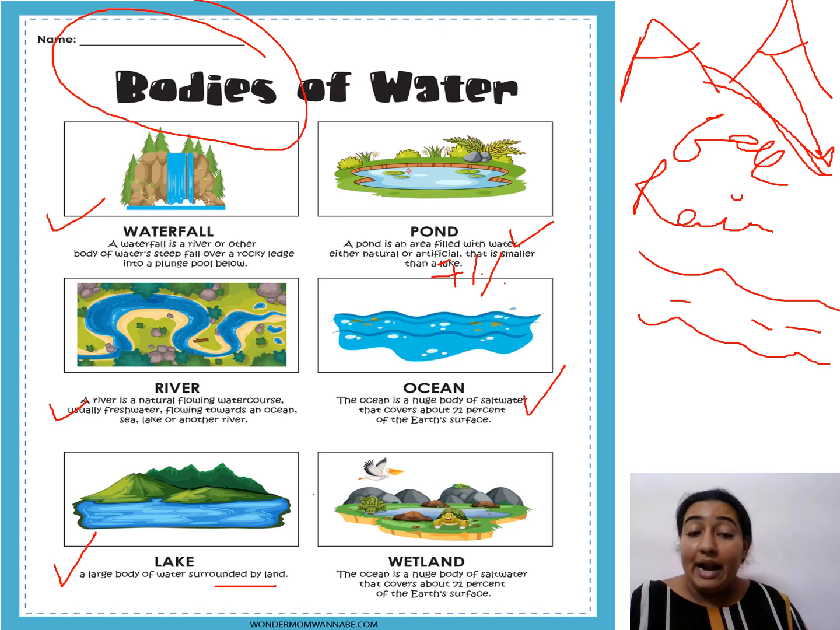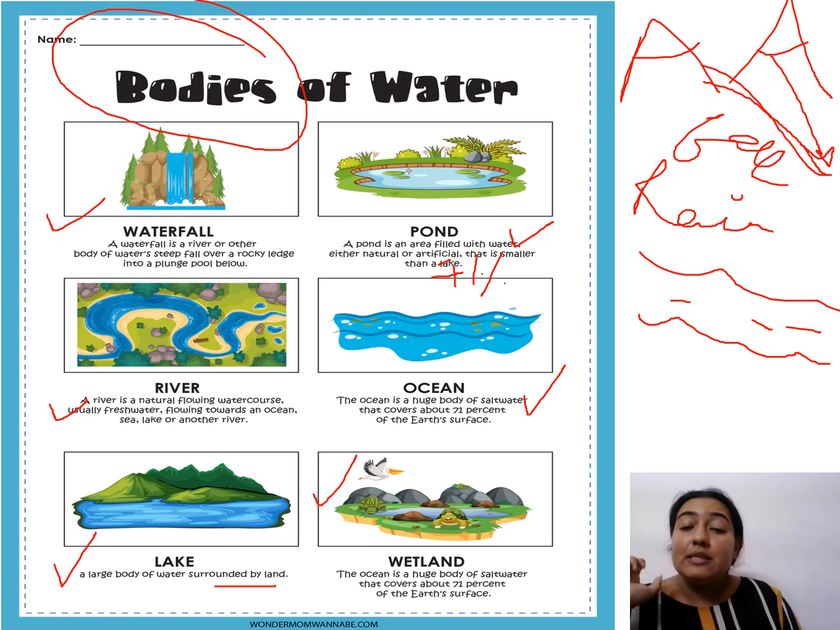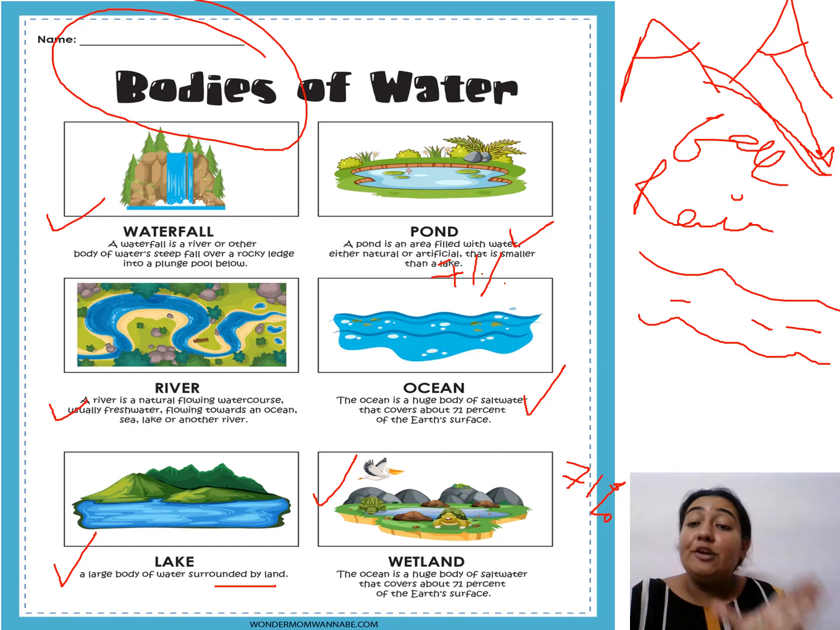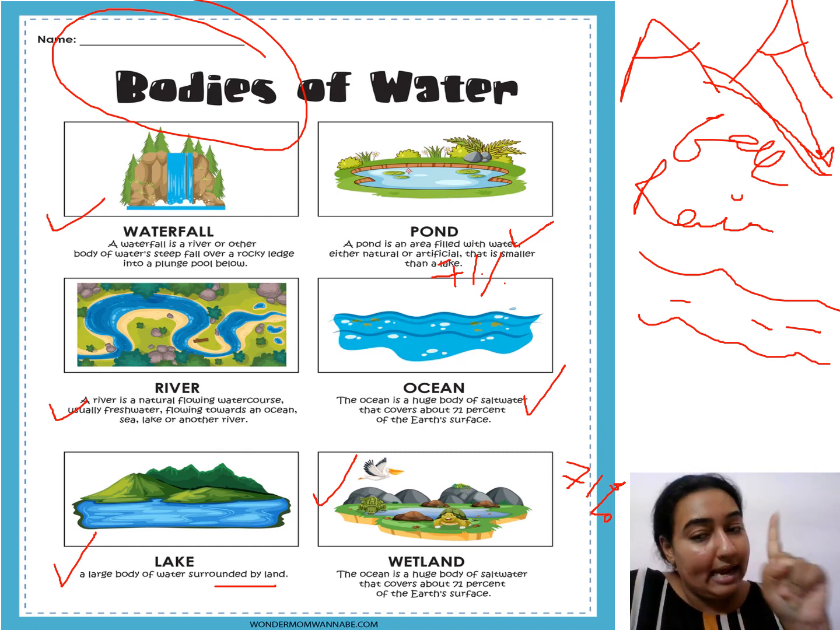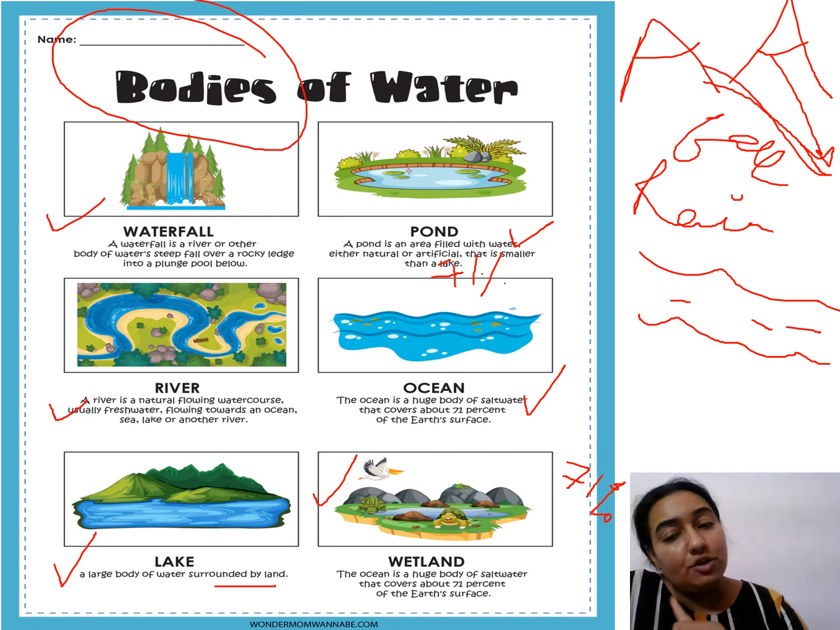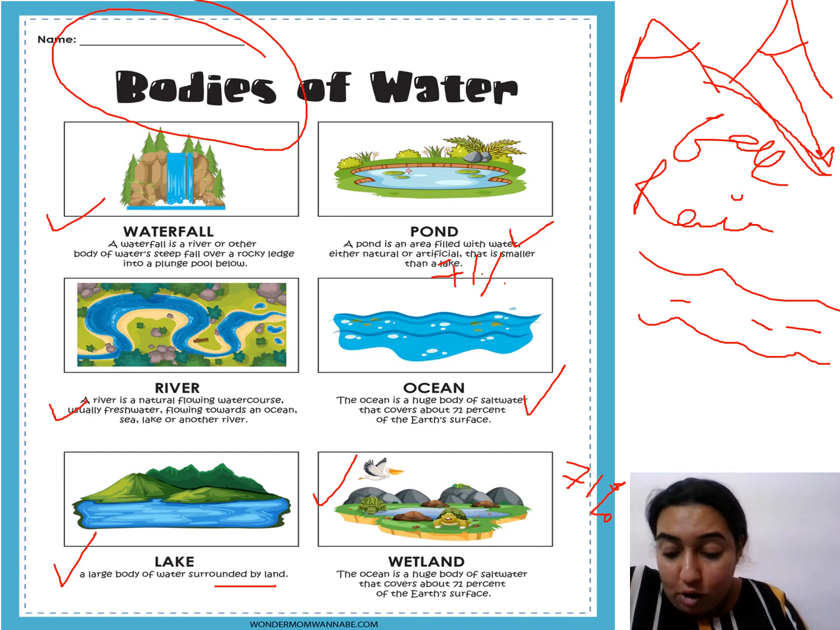Wetland. Now wetland is another form of water body. An ocean is a huge salt water body, salty, that covers about 71% of the earth's surface. So wetland is also covered for 71%. Fine. So these are the different types of water bodies. Water is one, form is one, but in different areas it forms different bodies, so that's why there are different water bodies. I hope the concept of water bodies is clear to all of you students.